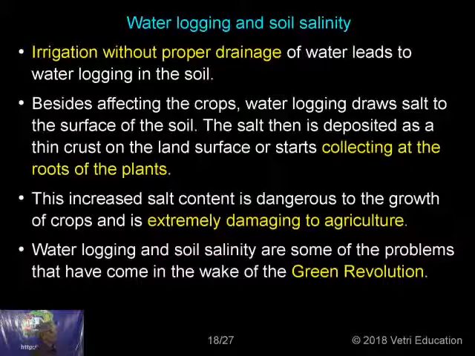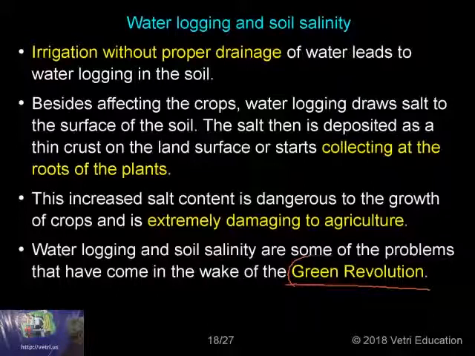Besides affecting the crop, waterlogging draws salt to the surface of the soil. The salt then is deposited as a thin crust on the land surface and starts collecting at the roots of the plant. This increased salt content is dangerous to the growth of crops and is extremely damaging to agriculture. Waterlogging and soil salinity are some of the problems that have come in the wake of the Green Revolution. Okay, see, because of this Green Revolution, the waterlogging is there, and then soil salinity is there. These are all some of the problems that we are facing because of the Green Revolution.